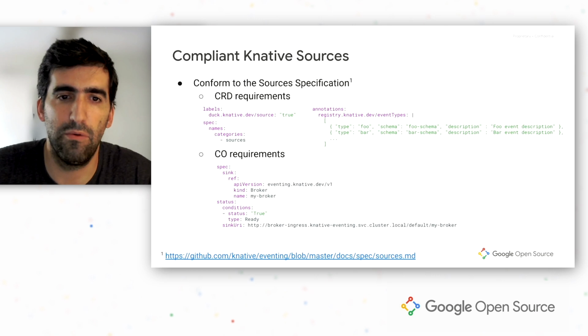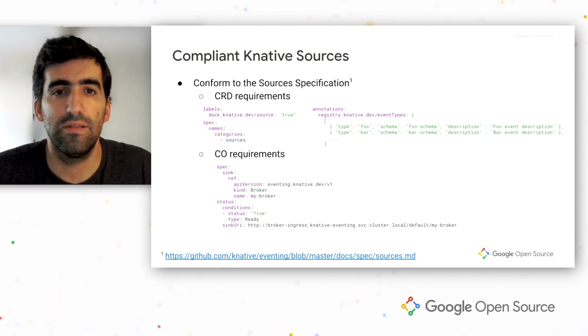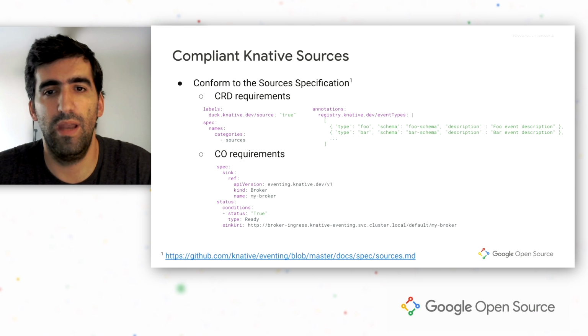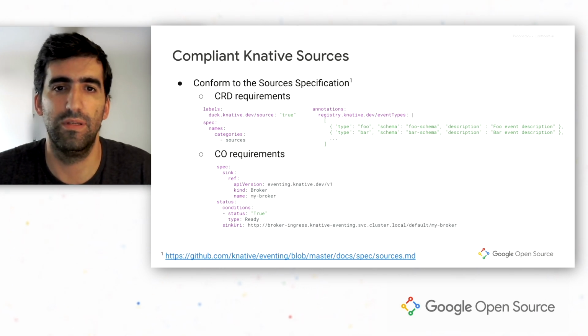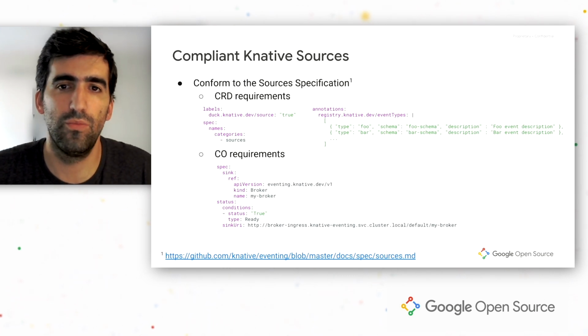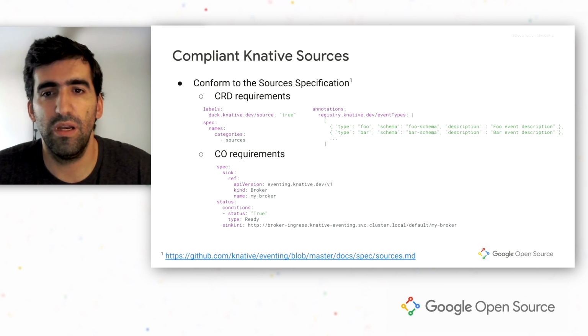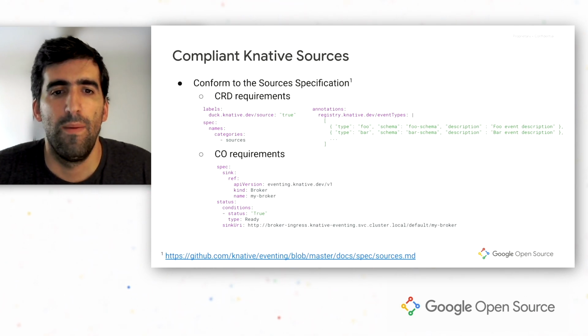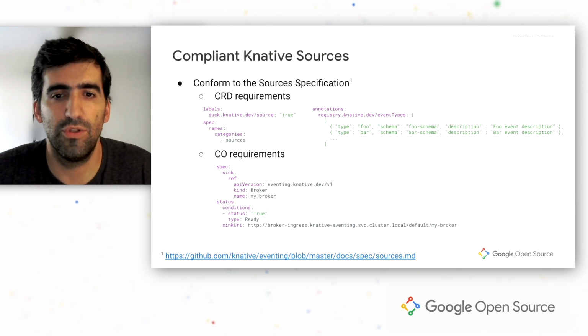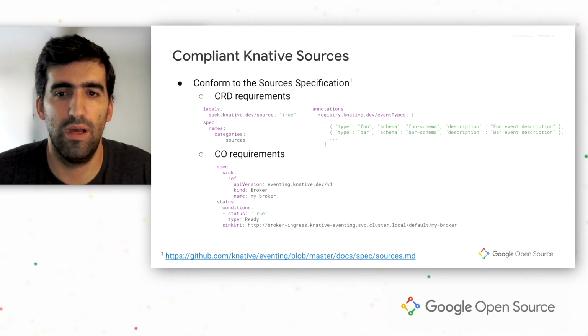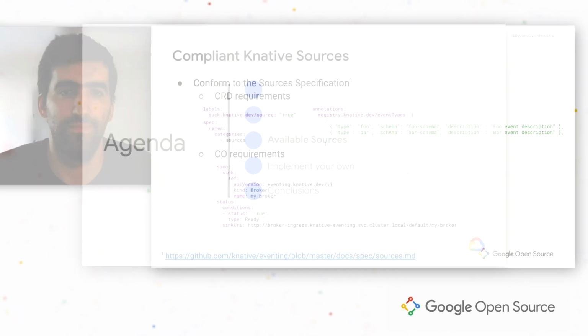Regarding the CRD-level requirements, we require that the CRDs for sources have a particular label specifying that they are actually sources. They have to have a sources category. They should also have an annotation where they can specify the type of event they can produce. Regarding the custom object requirements, they basically need to implement the source duck type. It has the spec.sink that we talked about in the previous slide, plus some status conditions that allow you to specify whether the source is ready or not, as well as the resolved sink URI.